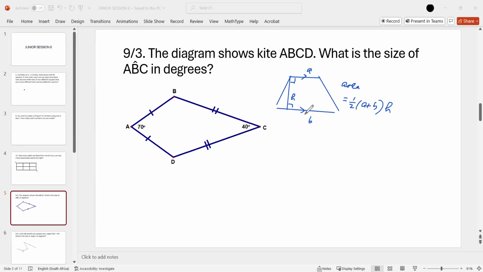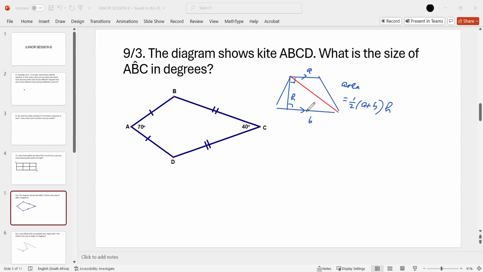Now you might think, where did that come from? It's quite easy actually. If you join the diagonal, then you have two triangles. So the area of this trapezium is the sum of the areas of these two triangles. Right? That is the idea. Now, can you work out the areas of the two triangles?